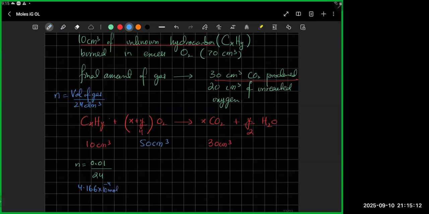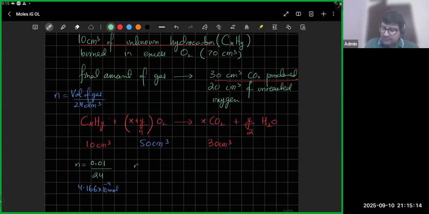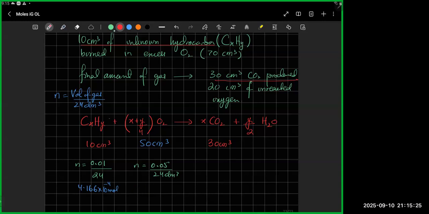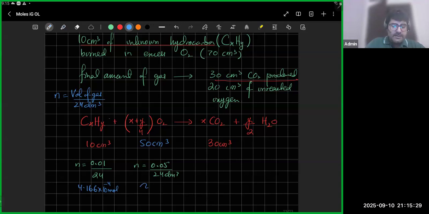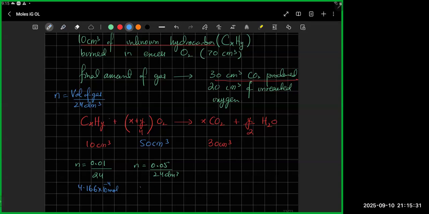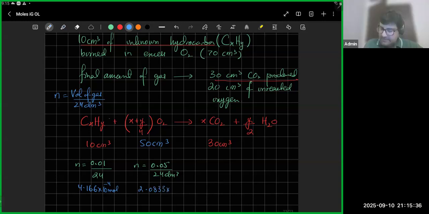So what about the next one? That's 50 cm cube. The moles would be in dm cube. This would be 0.05 if you divide by 1000, and divide by 24 dm cube. So how many moles do we get for that? You get 0.05 divided by 24, that's 2.0833 times 10 power minus 3 moles.